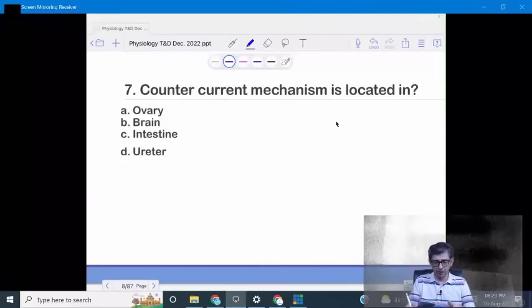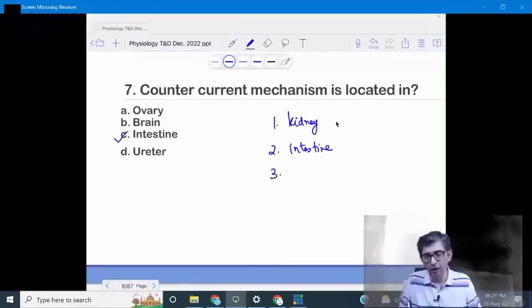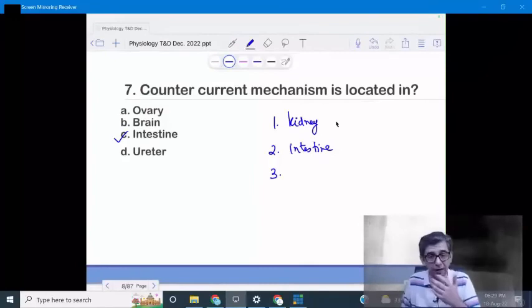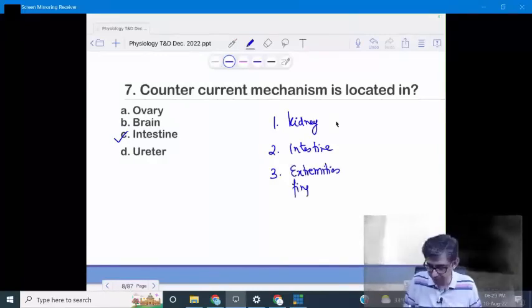सो काउंटर करंट मैकेनिज्म कहाँ कहाँ पे होता है? तो किडनी में भी होता है, इंटेस्टाइन में भी होता है, एब्जॉर्प्शन को फैसिलिटेट करता है. In kidney, it is mainly for solute exchange. In intestine, the purpose is again the same. I mean, the solutes would be getting absorbed. Then, apart from this, counter current mechanism is also present in the extremities, that is in the fingertips mainly. And the main objective is heat loss.